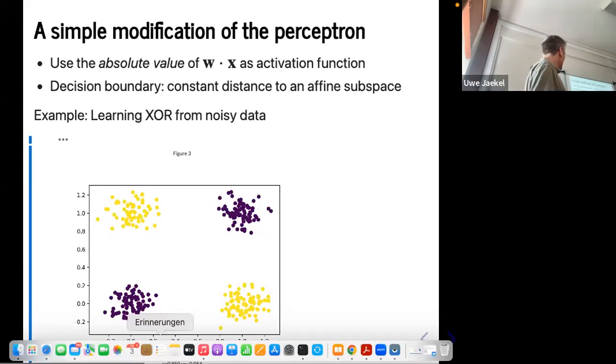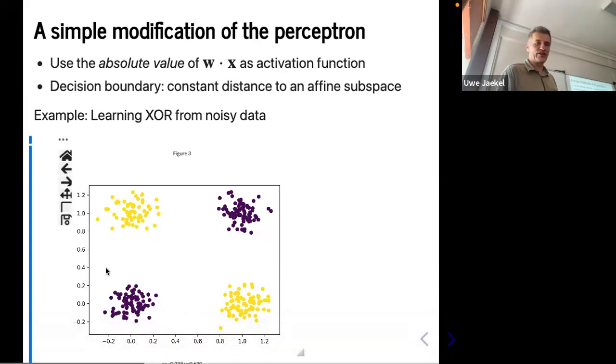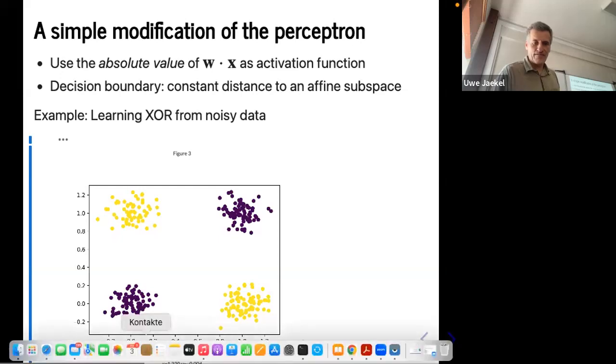And the idea then was we take the absolute activation of the weight times the input vector. So X is this two-dimensional input vector, X1, X2. It's a pity that I cannot move this outside.